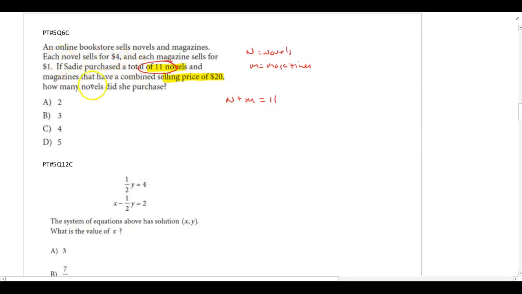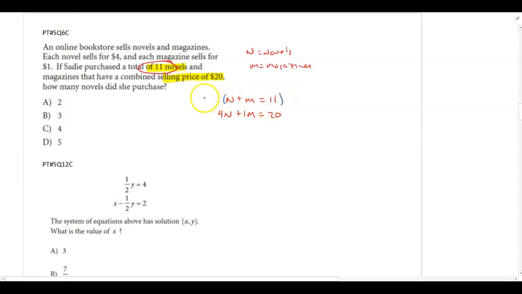Now I paid $4 for each novel. So the cost of the novels would be 4 times the number of novels. Then plus I paid $1 for each magazine. So that would be $1 times the number of magazines. And if I add the cost of the novels and the cost of the magazines, I spent a total of $20. Now all I have to do is solve this system.